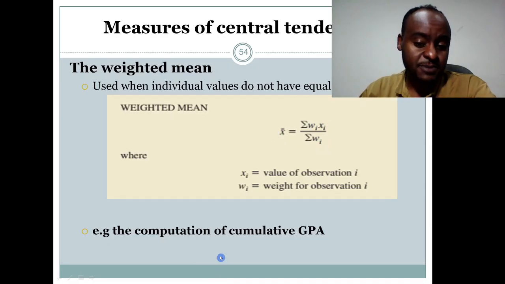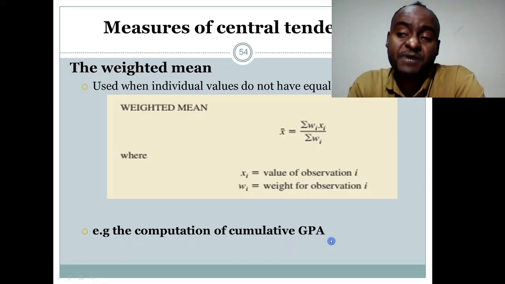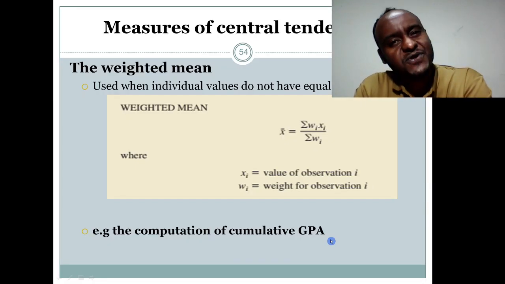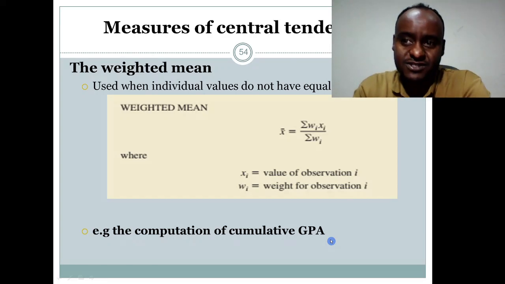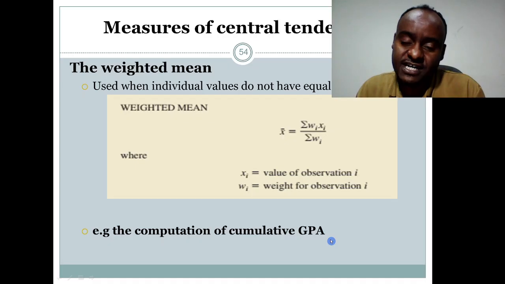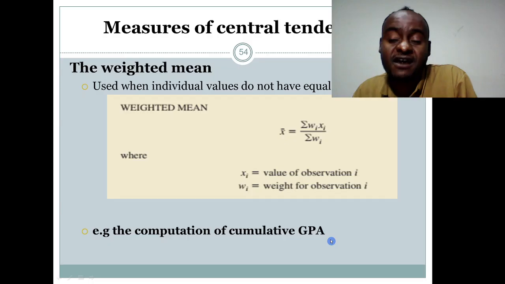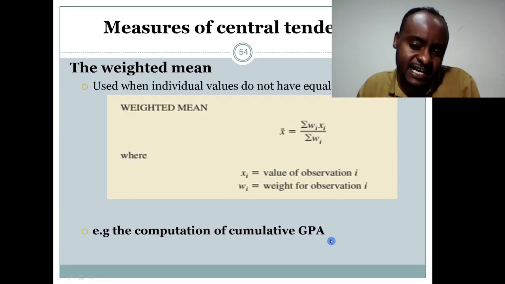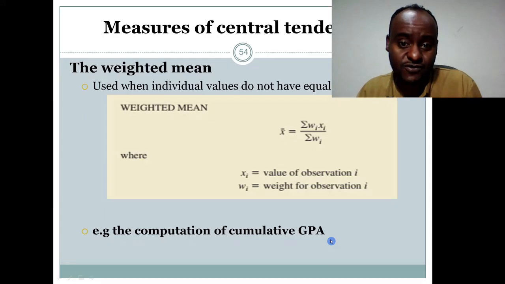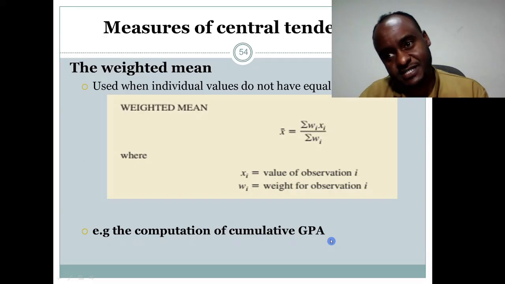An example of weighted mean is the computation of cumulative grade point average, CGPA, cumulative GPA. I think all of you know how to calculate GPA, right? First of all, you need to get a grade. If you get an A, the point for A is 4. Then you need to multiply this 4 by the credit hour of your course. Let's say the credit hour for this course is 5. Then you multiply 4 times 5. We call this the quality points.